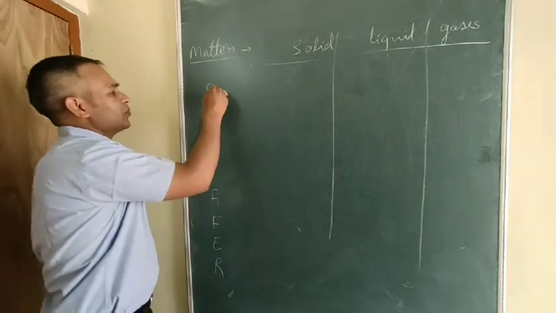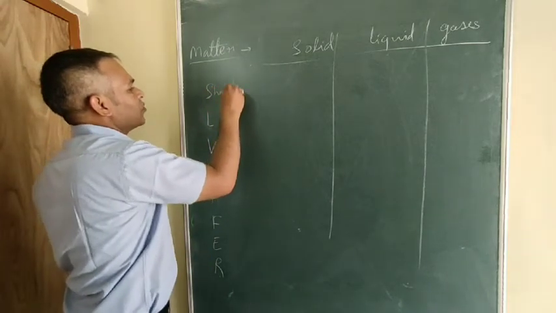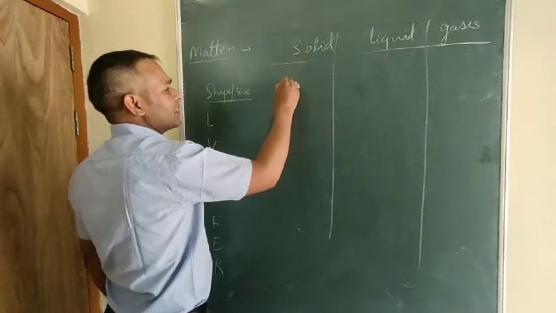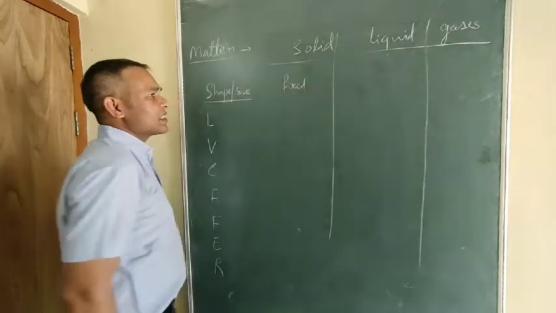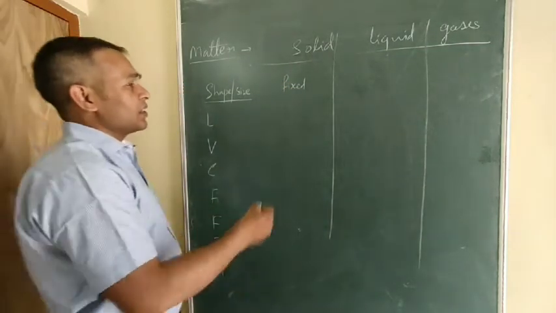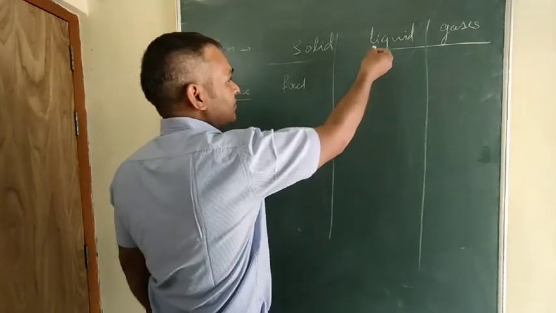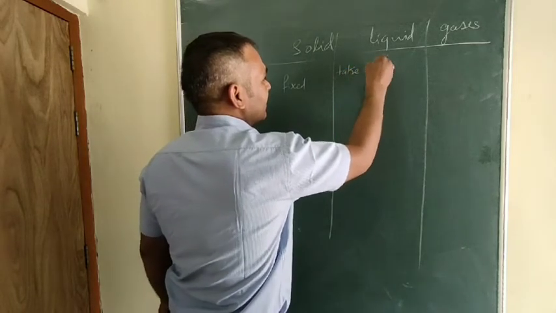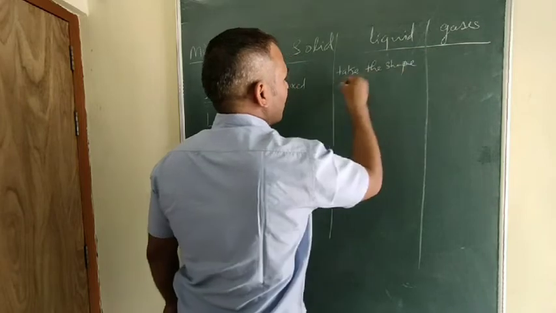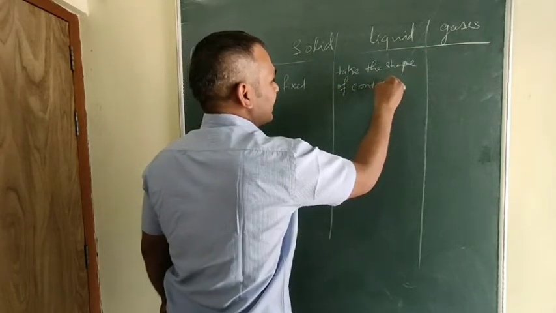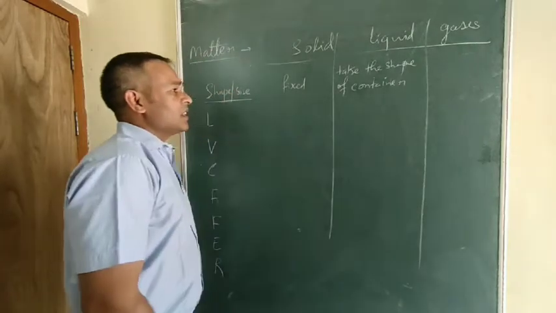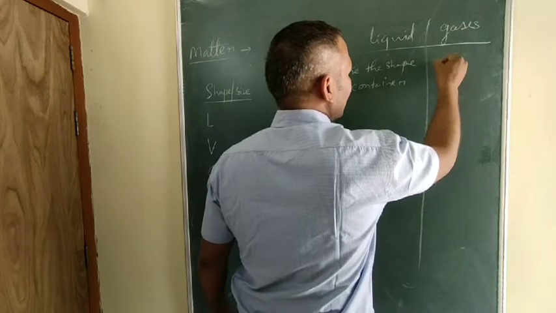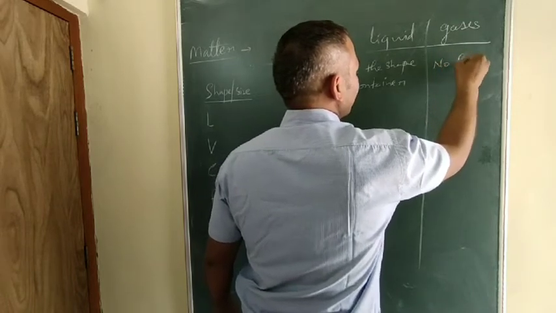For example, shape and size. You see, shape and size of the solid is fixed. They are having the fixed shape and fixed size. Similarly, here you can see liquid. They don't have fixed shape. They take the shape of the container in which they are kept. Similarly, gases are also not having the fixed shape. No fixed shape.